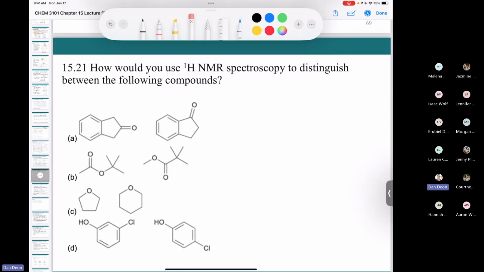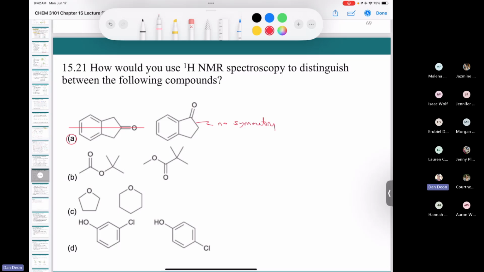So question 15.21 is a great question. I really like questions like this. It just says, how would you use proton NMR to distinguish between these 2 compounds? So if we look at A, okay, you see that there's symmetry in the first compound, or the compound on the left. You can clearly see that there's symmetry here, but here there's no symmetry.